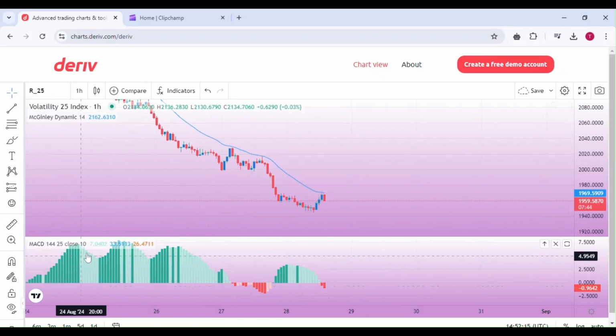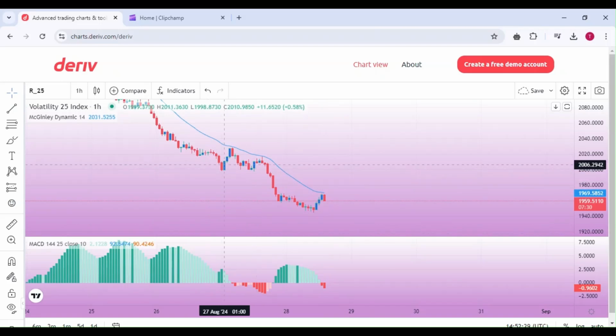Okay, so let's go over the strategy. For a long trade, you are going to want this exact configuration. First, you want the green bar candlesticks in the MACD area to be heading upwards. With this, your entry should be a downtrend.